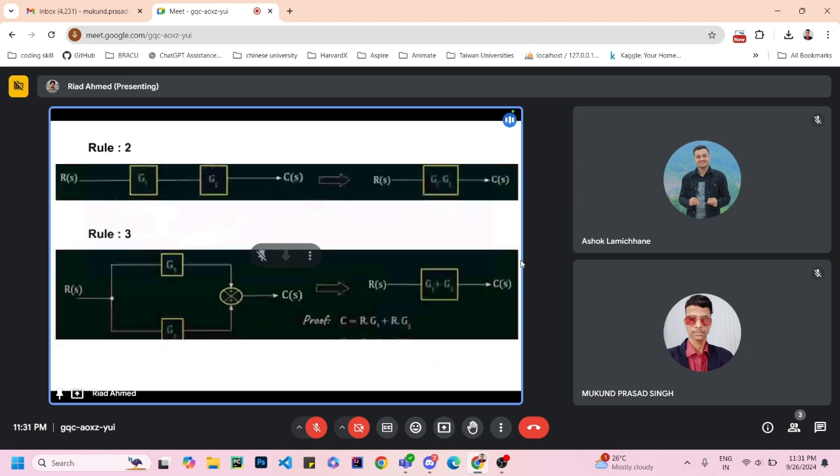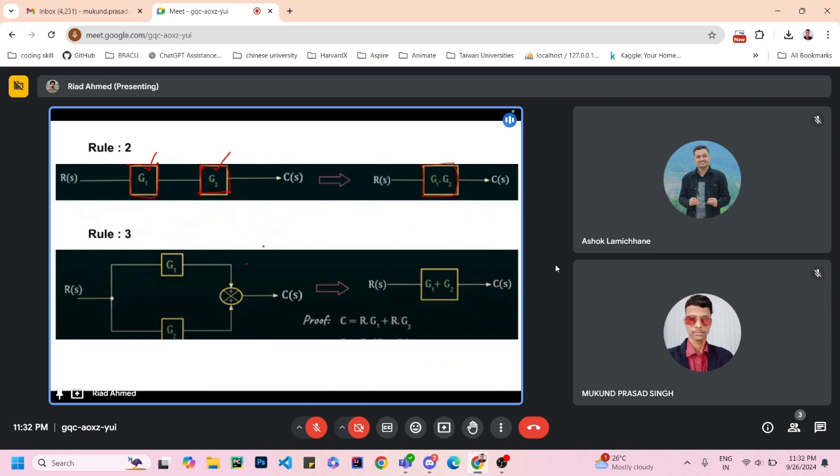Rule number 2 is very simple. If you see some blocks like this, let's say this is the first block and this is the second block, and those two blocks are structured in such a way that they are in series, then you can convert these two blocks into a single block, and the value of that block will be the product of the first block and the second block. So G1 and G2, this is the basics of combining two blocks which are in series.